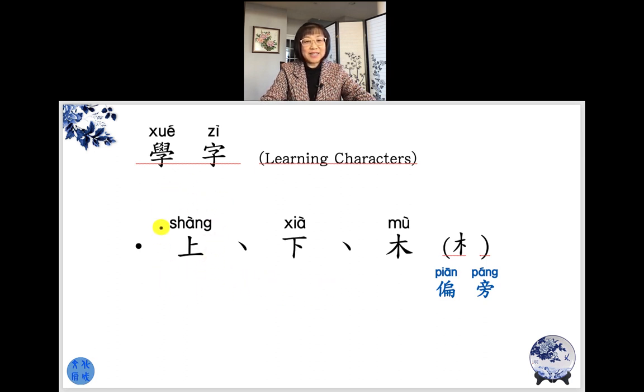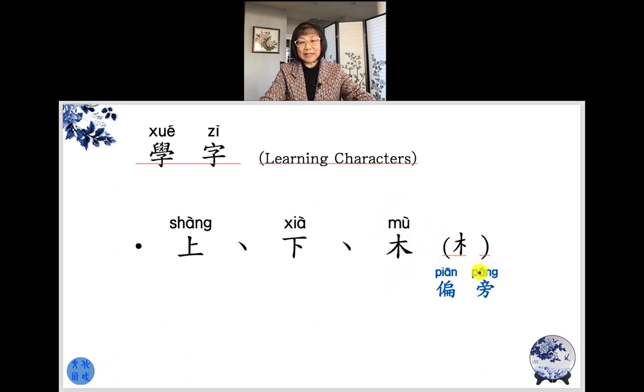First one, 上. Second one, 下. Last one, 木.